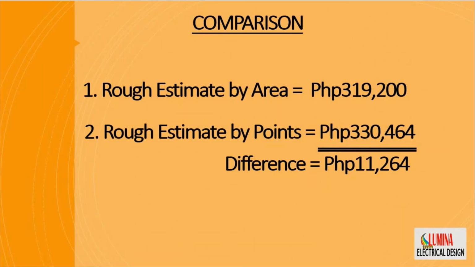For the comparison of the rough estimate by area, we have this total amount, and for the rough estimate by points, we have this total amount. The difference of the two is just 11,264. Since the rough estimate by points is higher, in our bid proposal form, we will use that.